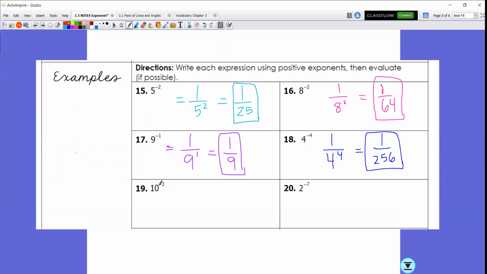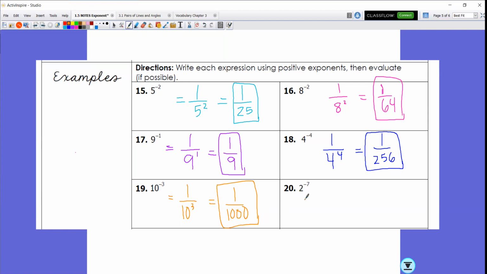All right, number 19, 10 to the negative third power. When I rewrite this with a positive exponent, I get 1 over 10 to the positive 3. I always like raising 10 to powers because that's how many zeros I'm going to have. When I put in my calculator 10 to the third power, that gives me 1,000, which has 3 zeros. Only the 10s are like that. But I find that pretty cool.